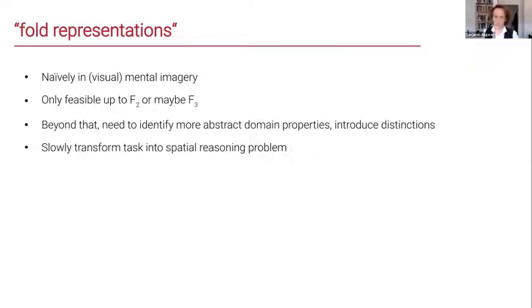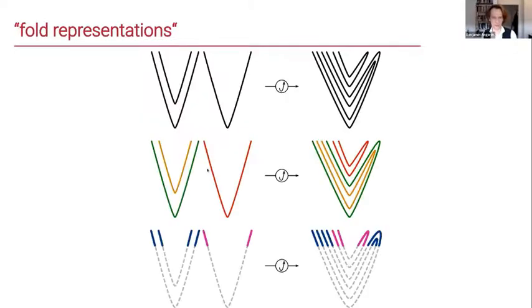It becomes too complex. So beyond that, you need to identify more abstract properties, you need to introduce further distinctions, further structure. Implicitly, this task essentially is to transform a visual imagery task into some form of spatial reasoning problem by inventing a language for talking about this kind of stuff. To give you an idea, this is a very symbolic way of presenting it.